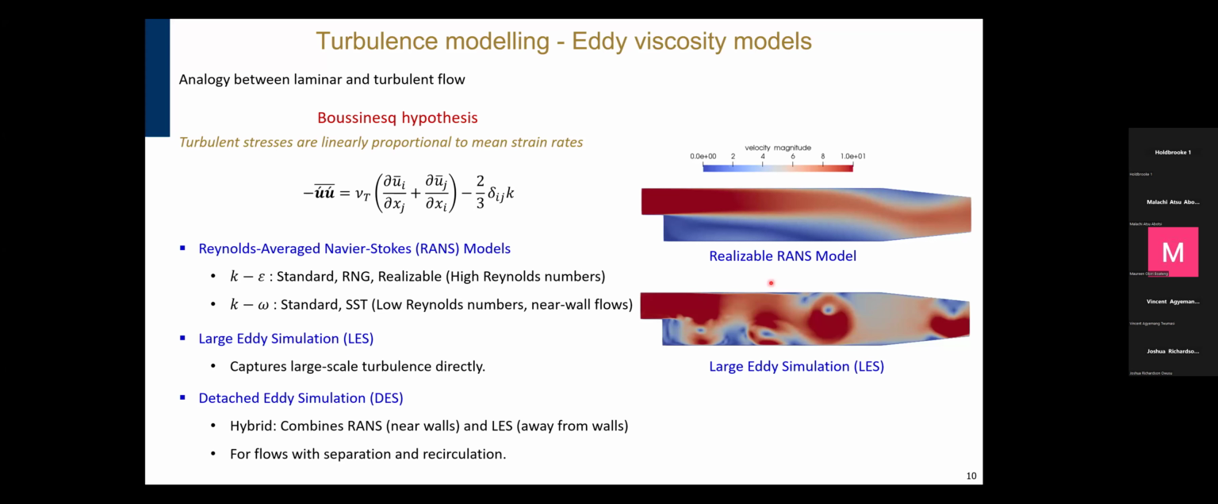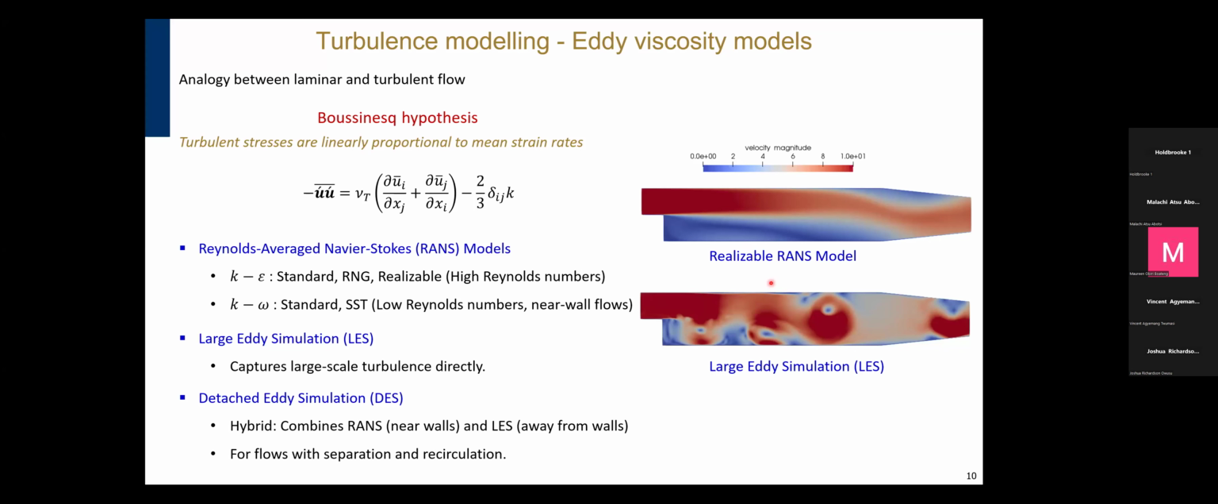Now, there are people who try to combine both approaches, where you combine RANS with LES for different regions of your domain. So those are some of the approaches out there, or you could just try to solve the equations directly. Now, with this, I'll try to illustrate a case with CFD analysis for a Kenics mixer.